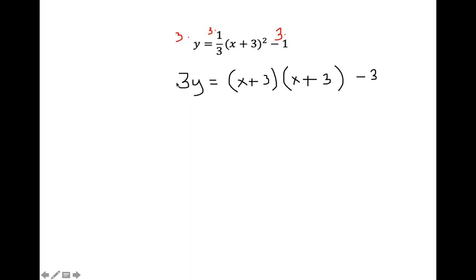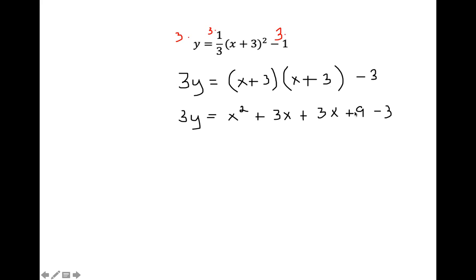And when I do, it becomes 3y. This guy right here, the 3's cancel. So all I have left is x plus 3 squared. And to save myself a little bit of time, I wrote x plus 3 times x plus 3, and then minus 3 times 1. Next, I'm going to take a look at what's inside with these two small algebraic expressions and expand them. X times x is x squared. X times 3 is 3x. 3 times x is 3x. And 3 times 3 is 9.